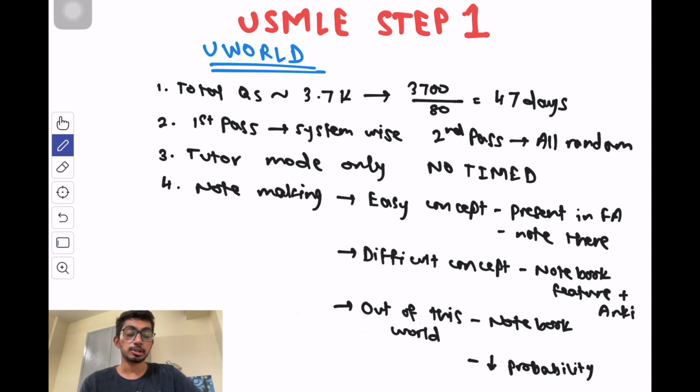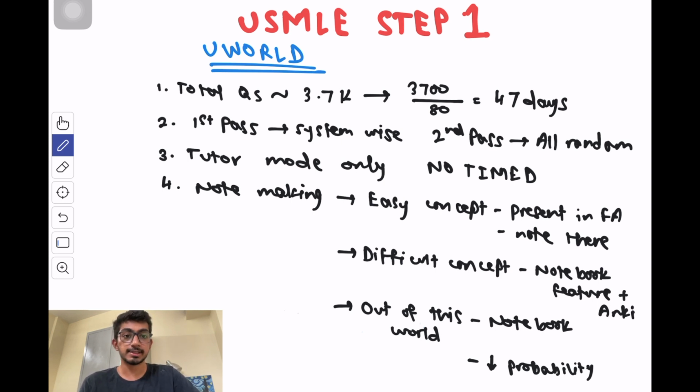Okay, so the total questions in the USMLE Step 1 question bank in UWorld are 3,700. And if you decide to do 2 blocks every day, that will take you about 47 days. This was my plan, and I think I finished it in 50 or 55 days if I'm not wrong.